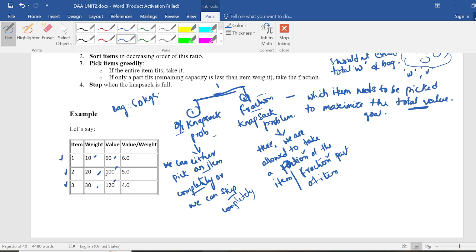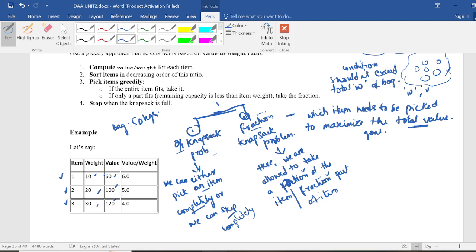Okay. Now, what are the steps to solve the problem? First, we'll compute value by weight for each given item. For the first item, value by weight is 60 by 10, that is 6. For the second item, 100 by 20, that is 5. And for the third item, 120 by 30, that is 4. We have calculated value by weight as the first step.